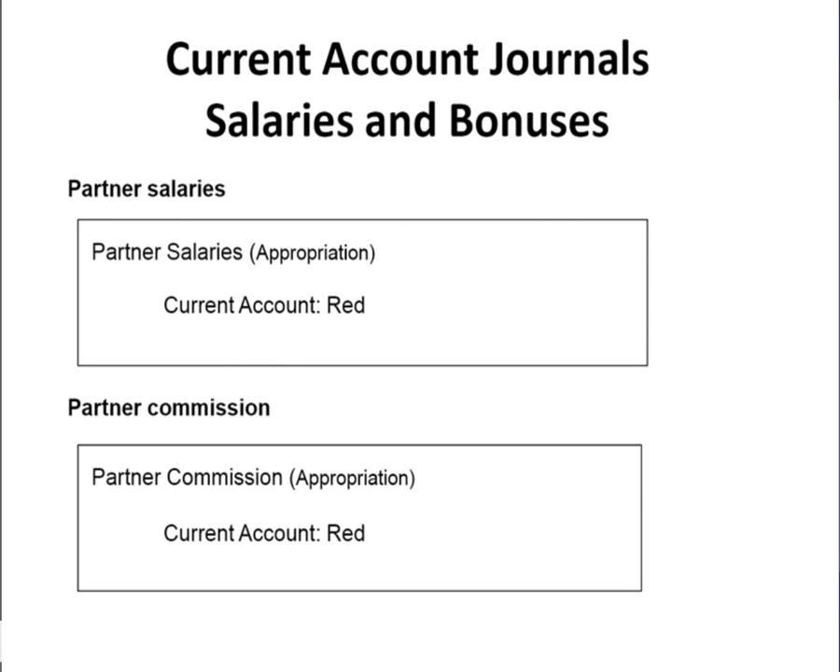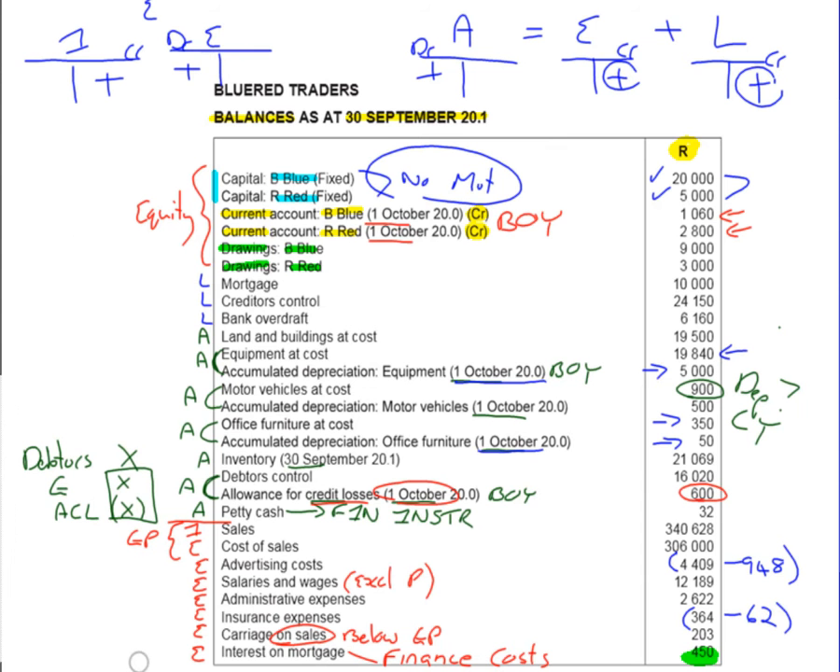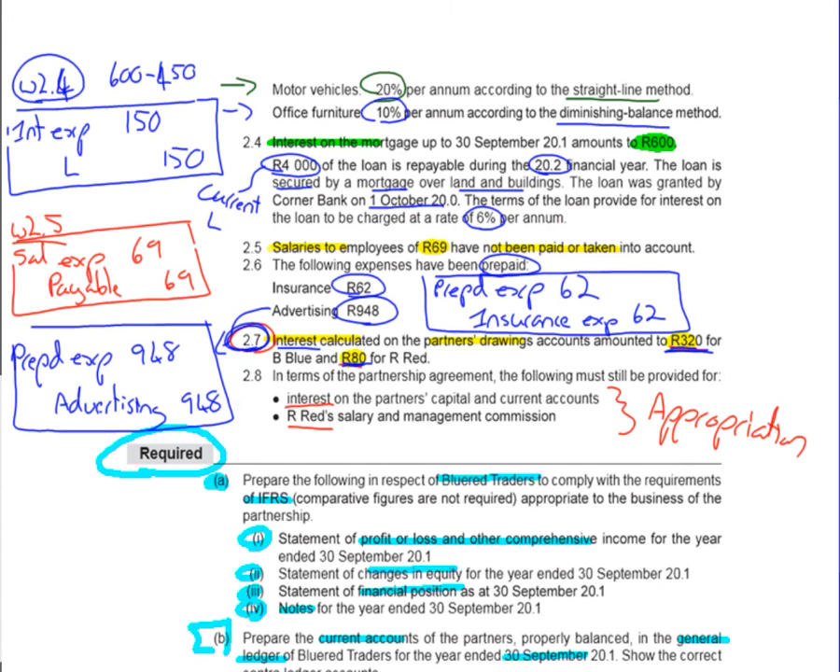What else in terms of our template? We had to deal with salaries and bonuses. Here the bonus was being called a commission, and we had to do a funny calculation for that, right? Okay, so partner salaries. Let's go back to our question. I think it was only Red that was getting a salary, if I'm correct.